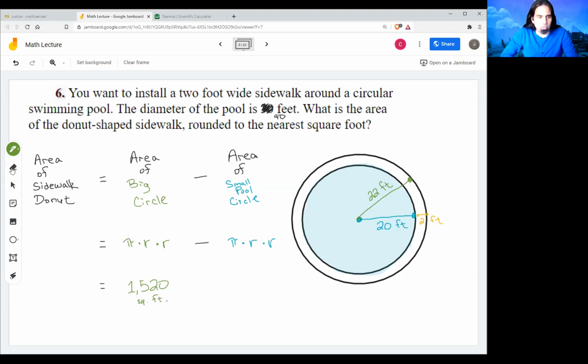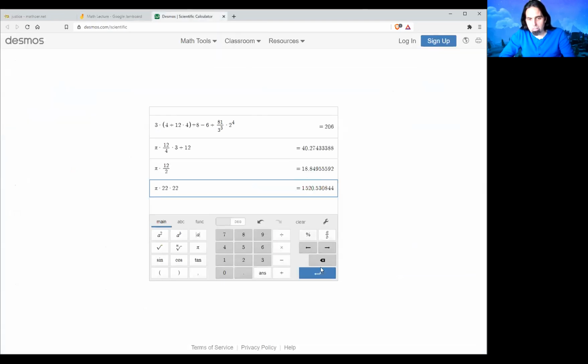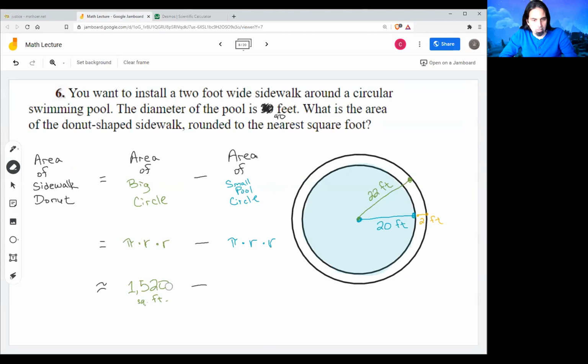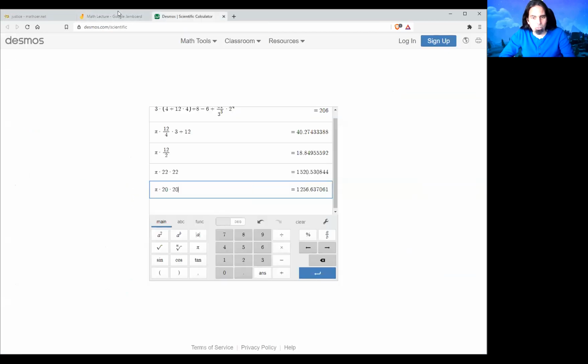I'm not putting a decimal on this time. You certainly could, but I figure this is like a real life thing with concrete. So I'm probably not accurate to the tenth of a square foot. Maybe you are better at concrete than I am. And now it's pi times 20 times 20. So 1,257. I guess this one I should have rounded up. I am not passing my rounding test today.